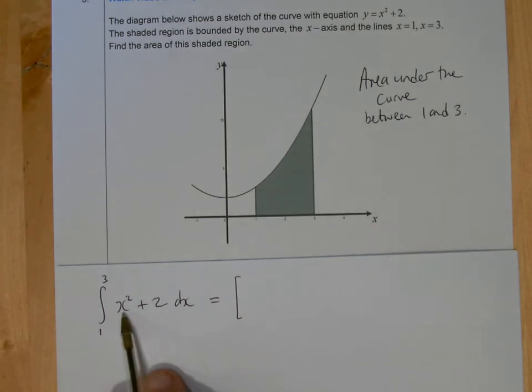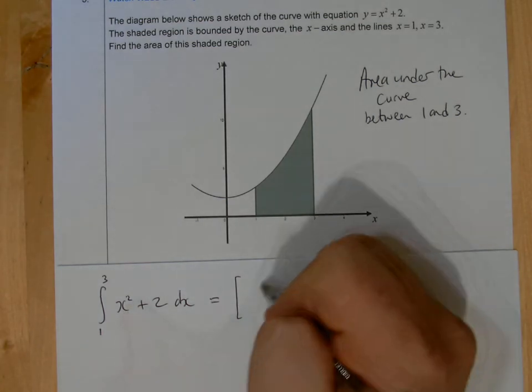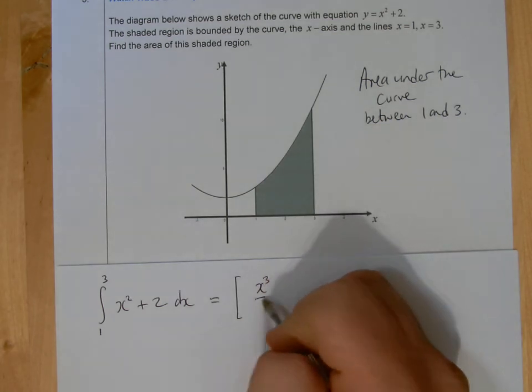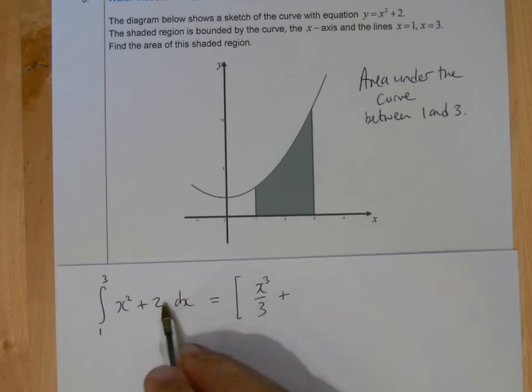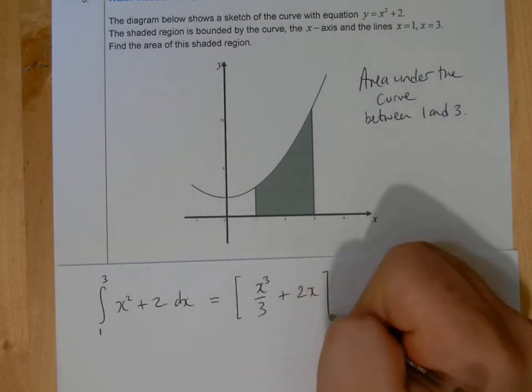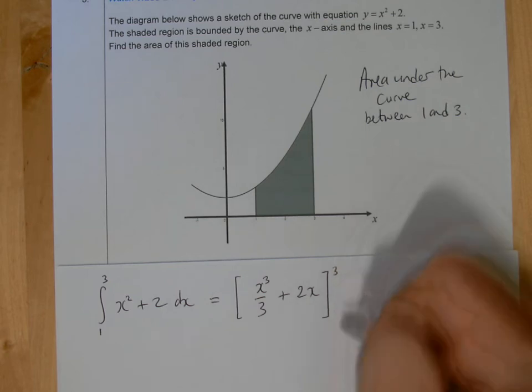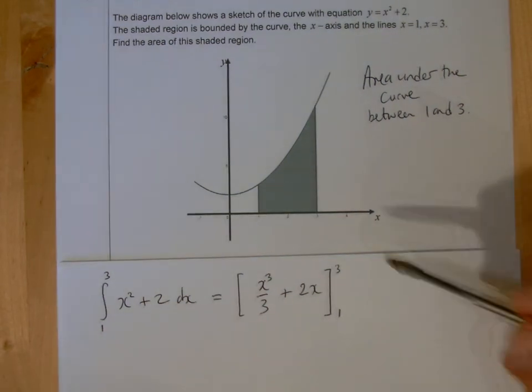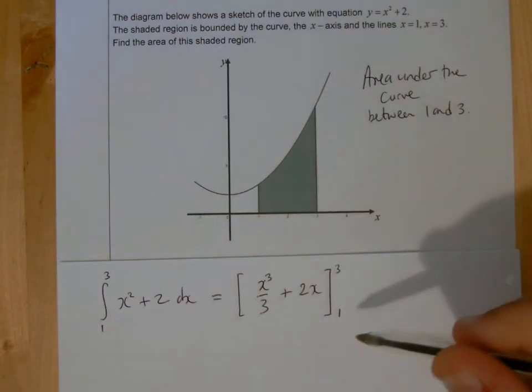So you integrate this, x squared, add 1 to the power, so you get x cubed, divide by 3, and then 2 becomes 2x. And then you close that bracket and you put these limits at the end there. So remember now, there's no need to write plus c. And then we're actually going to work out the area, and it's really straightforward.